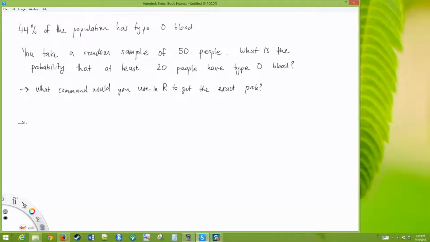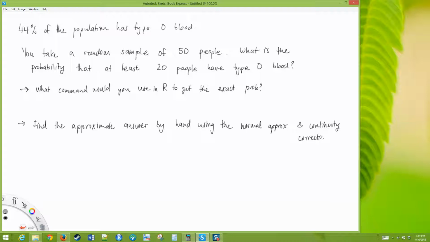And then second, we'll say find the approximate answer by hand using the normal approximation and continuity correction. Okay, so I'll let you guys work through this for a couple minutes. We'll just make sure everybody's good with this stuff.